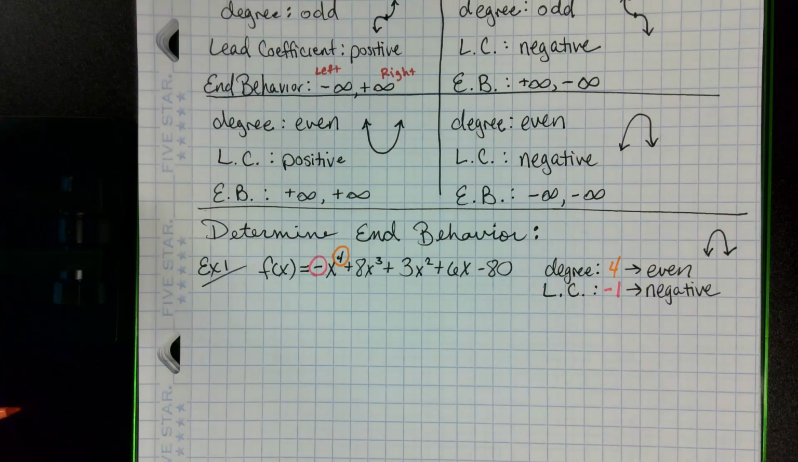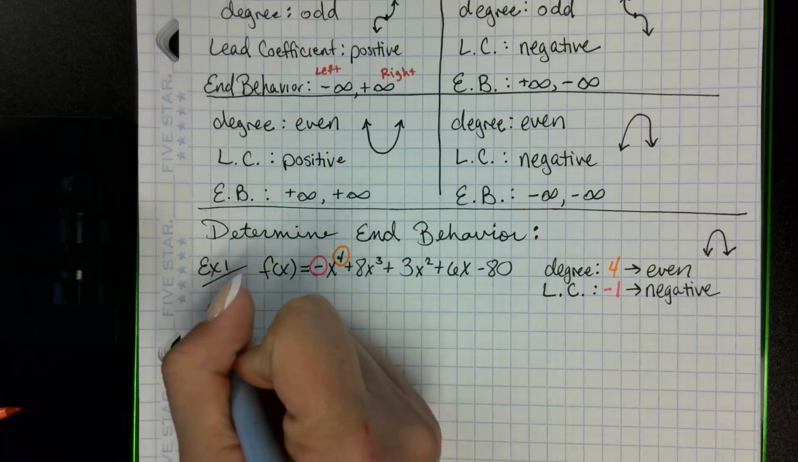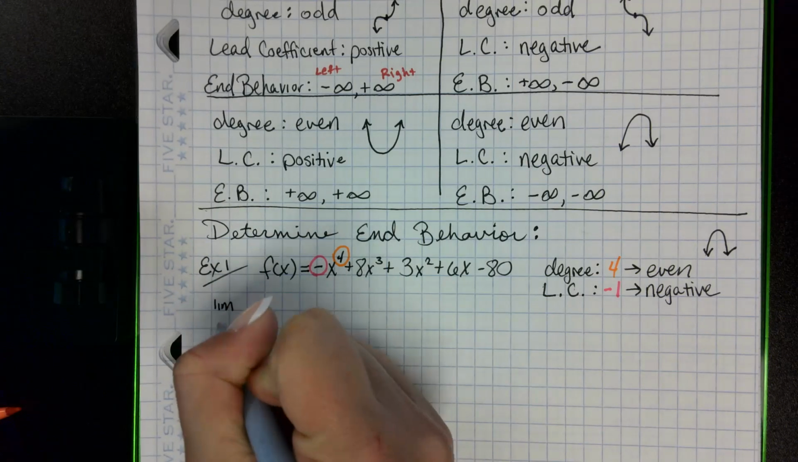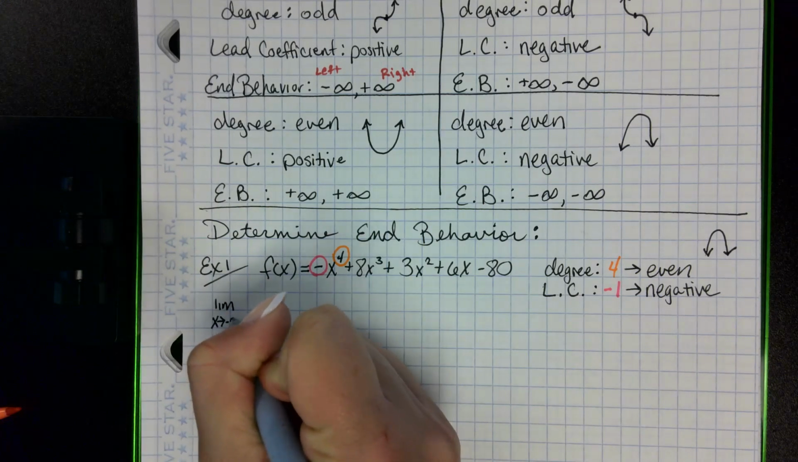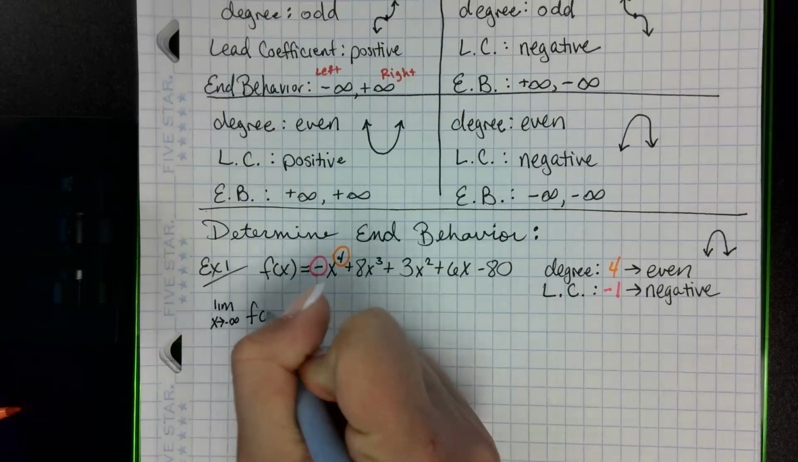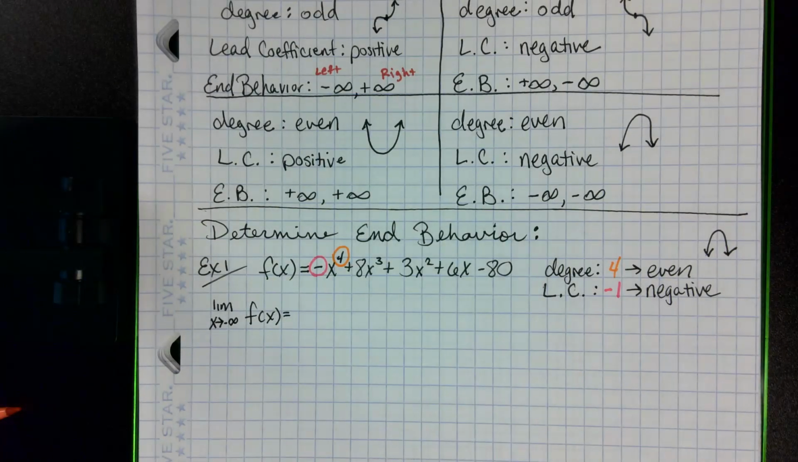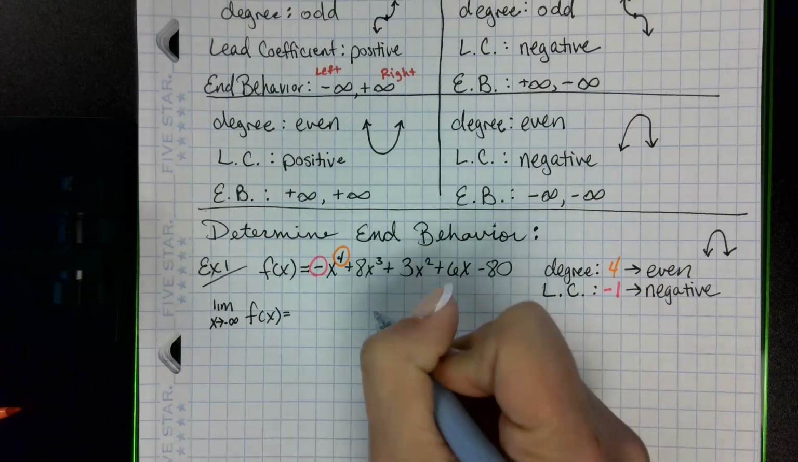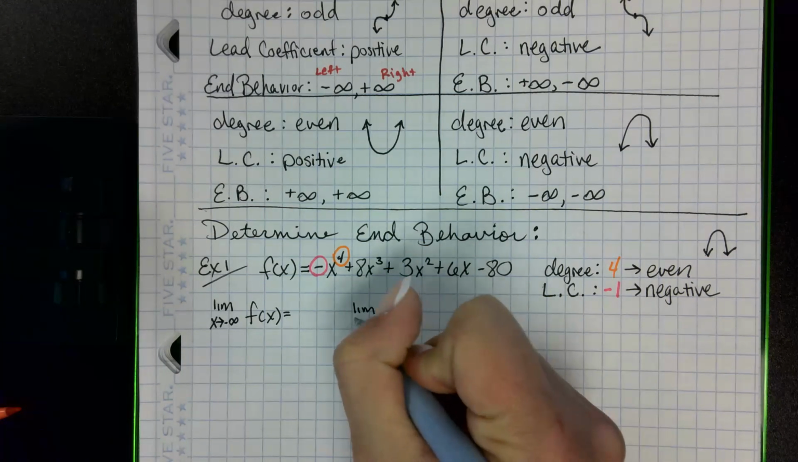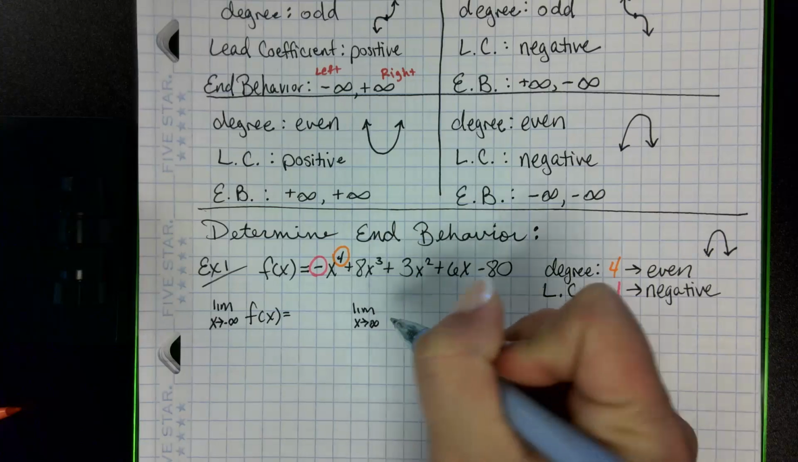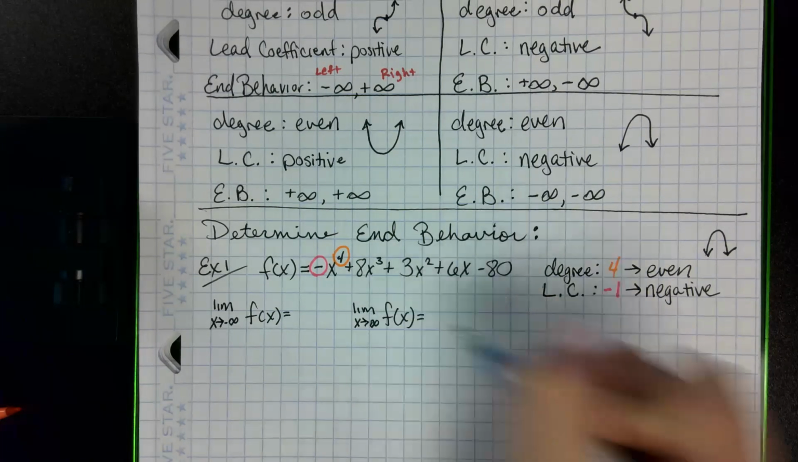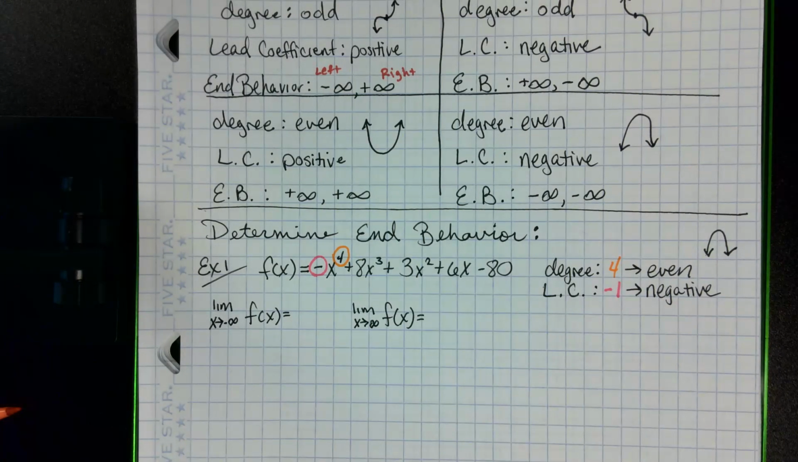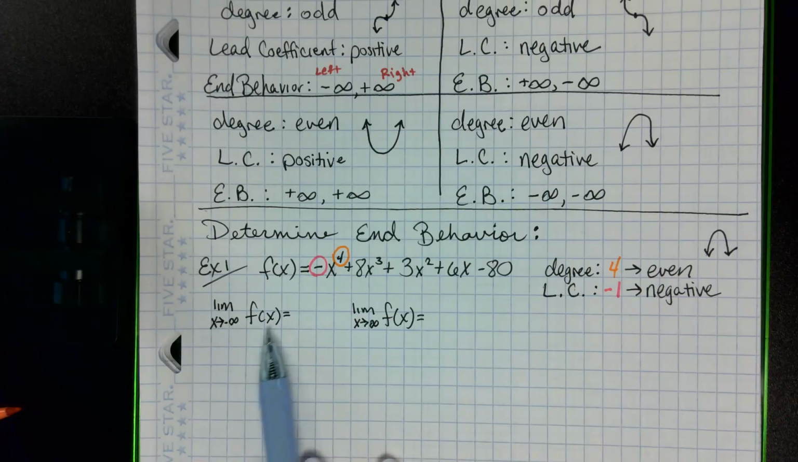Then I'm going to write it in limit notation. So the limit as x goes to negative infinity of f of x equals, I'm going to go ahead and set it up before I answer anything. And the limit as x goes to positive infinity of f of x equals. So if I'm going to write end behavior, this part doesn't change. If you had g of x, obviously that would change to g of x or h of x or whatever your function's name is. This one is an f function.